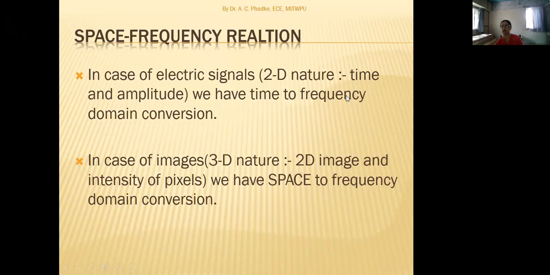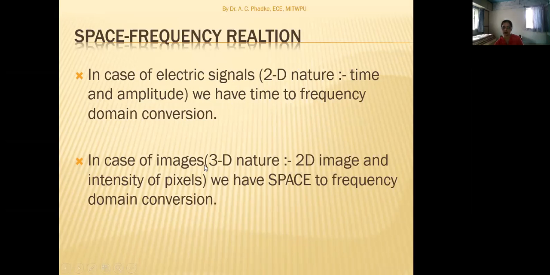corresponding to the time axis, one frequency axis, and again, similar to amplitude, we have an amplitude axis to represent the amplitude of all frequency coefficients. So for a signal which is 2D in nature, 2D in the sense that there is one dependent variable and one independent variable, the independent variable is time and the dependent variable is amplitude. So for a signal like an electric signal, we have time to frequency domain conversion, right?